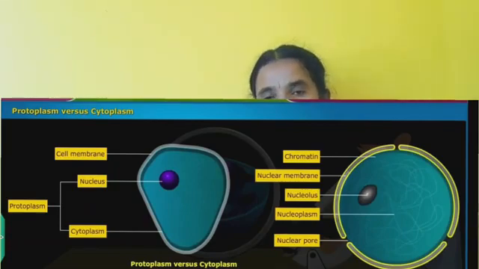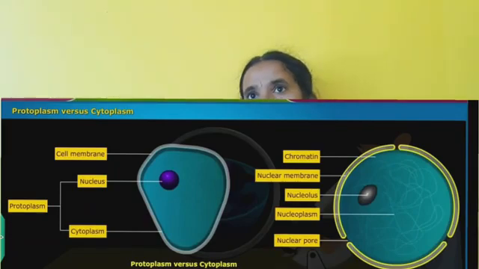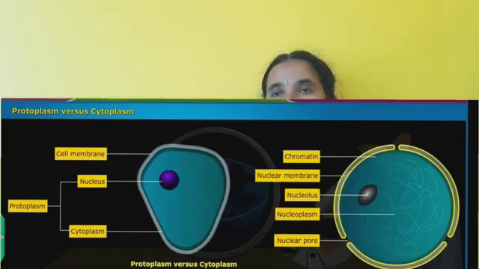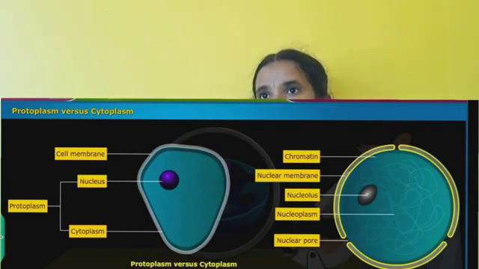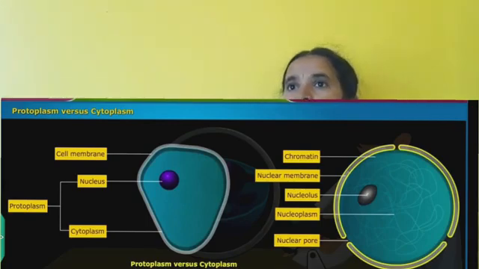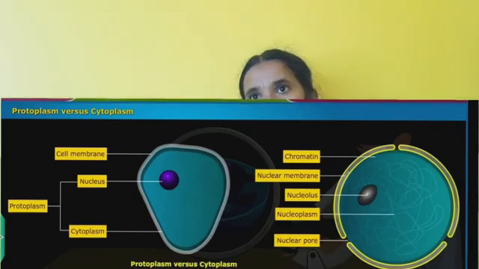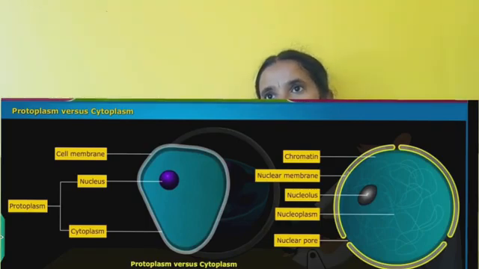Next, another topic is protoplasm versus cytoplasm. The fluid in the cells of eukaryotes is called cytoplasm.